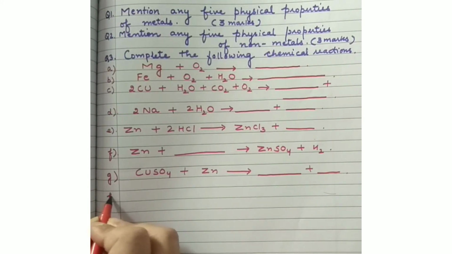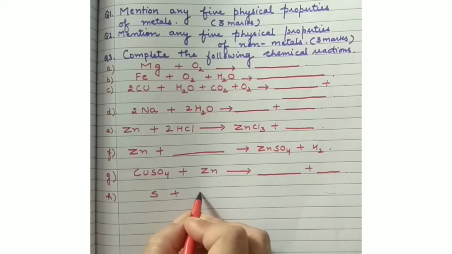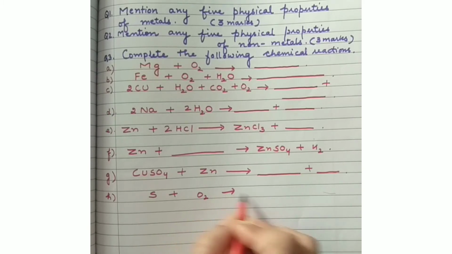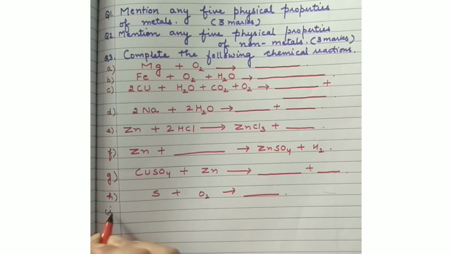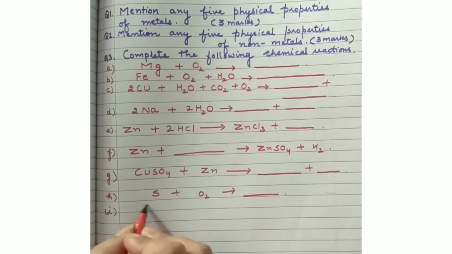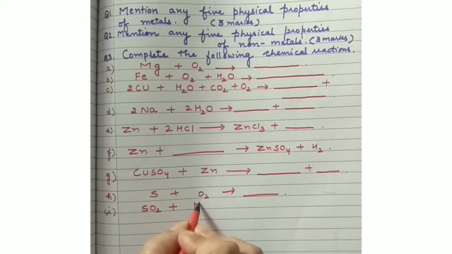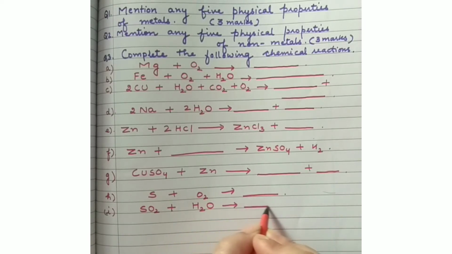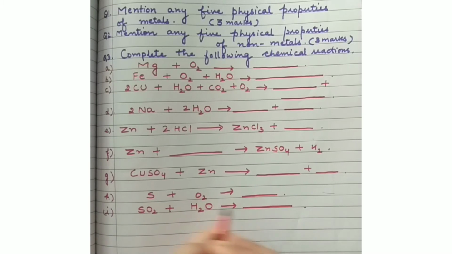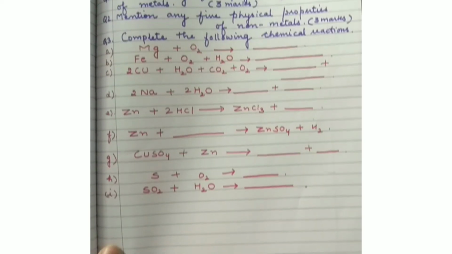Now these reactions are very important for your coming classes, that is for 9th and 10th. In chemistry you will do all these reactions there. H is sulfur, S plus oxygen. It forms blank. Now I part is sulfur dioxide, SO2 plus water, H2O. It gives what? Complete this reaction.